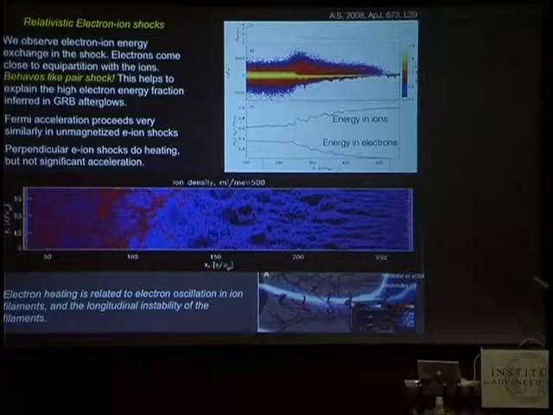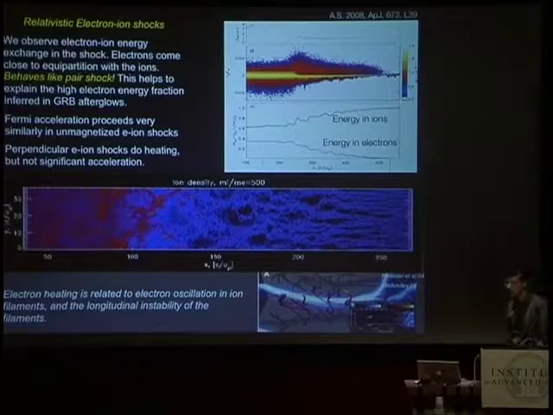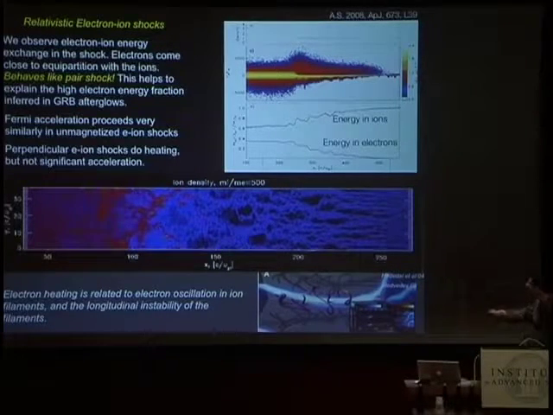And then, as they go through the shock, you can see ions lose 20 or 30% of energy, and all of that energy goes into the electrons. So the electrons warm up to almost equipartition with the ions. And that happens in these filamentary structures as electrons move in and out of ion filaments.